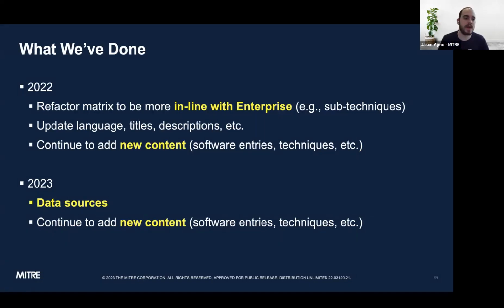So now let's take a step back and take a look at what we've done over the last couple of years. Throughout 2021 and into early 2022, we had a big push to refactor the mobile matrix to be more in line with enterprise. What this means is that we basically started from square one, took a step back, looked at the mobile matrix, and thought, okay, what can we do to make this look more like enterprise?